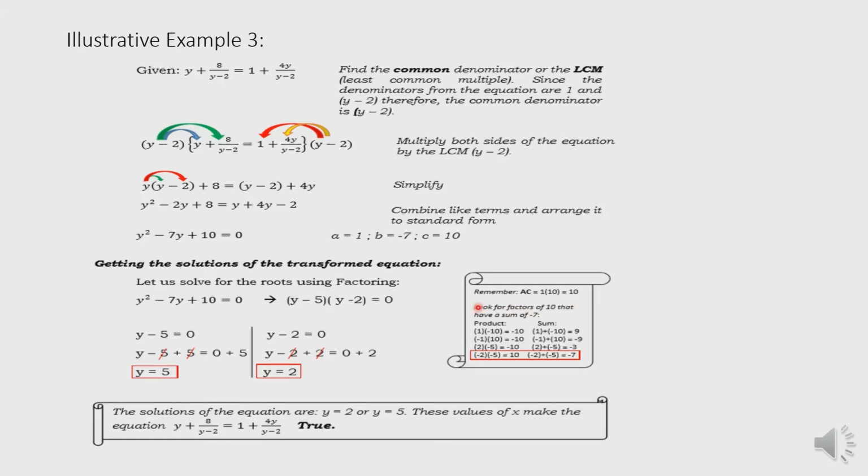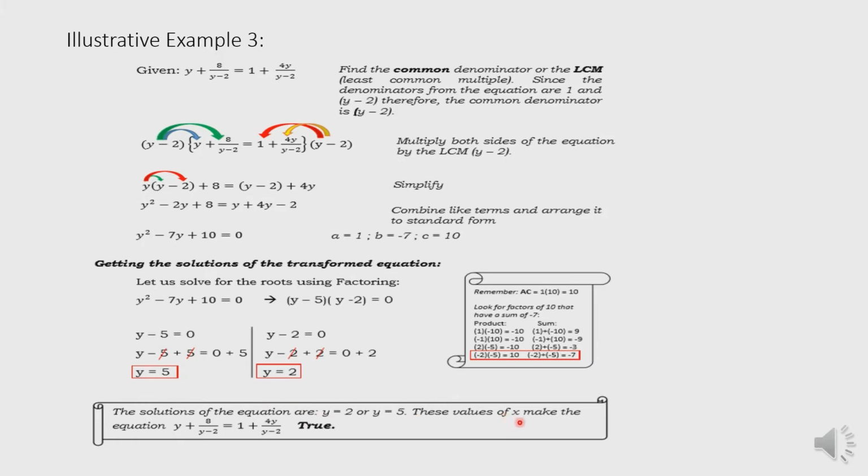Remember that a times c is equal to 1 times 10 equals 10. And the factors of 10 are negative 5 and negative 2. And the sum of these factors is the numerical coefficient of y, negative 7. So our y sub 1 is 5 and our y sub 2 is positive 2. So the solutions of the equation are y is equal to 2 and y is equal to 5.